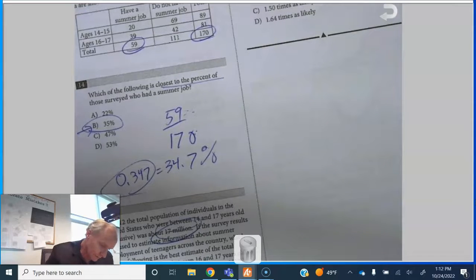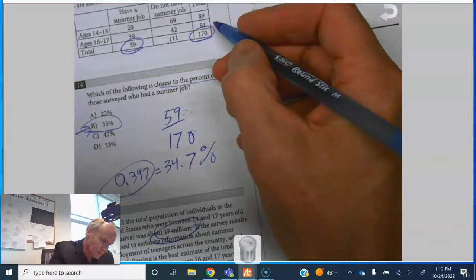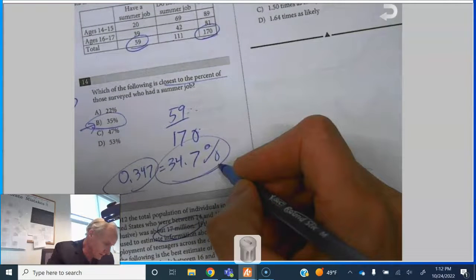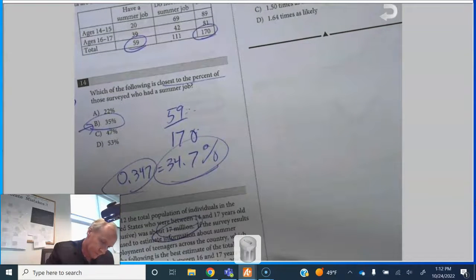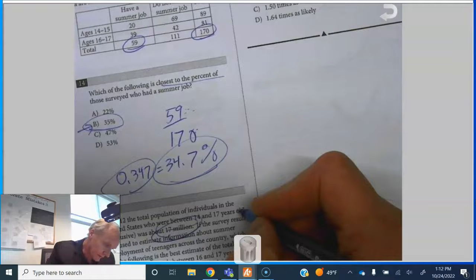Is, wait. If this is the percentage, we would expect it would be about 5.9 million. What happened? Oh, 14 and 17.